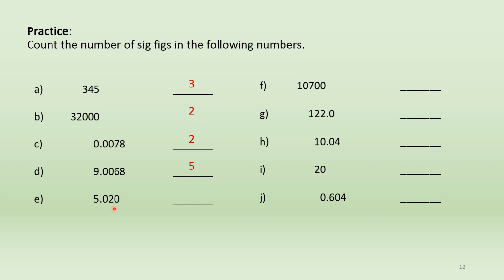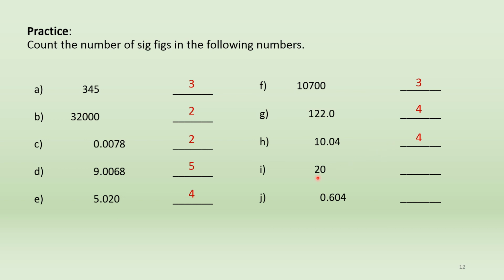5.020 has a decimal in it. Zeros to the right are therefore significant, a total of 4 sig figs. 10,700 has no decimal, so zeros to the right are not significant, a total of 3 sig figs. 122.0 has a decimal, so zeros to the right are significant, a total of 4 sig figs. 10.04, confined zeros are always significant, so 4 sig figs.